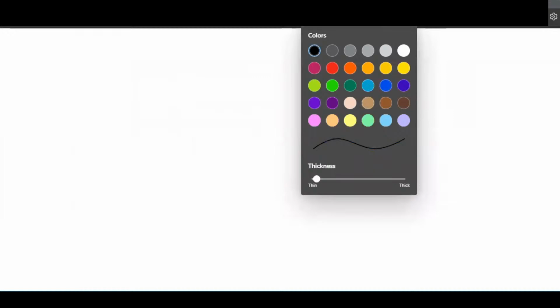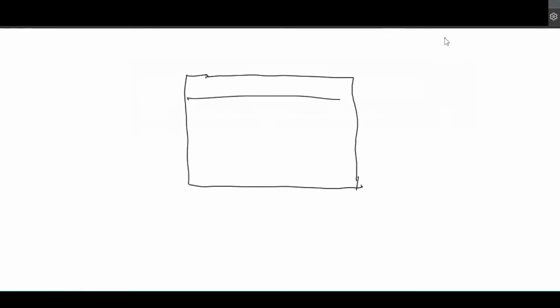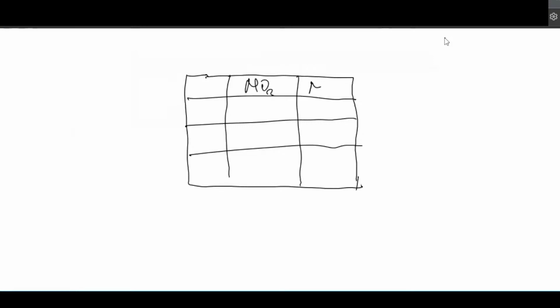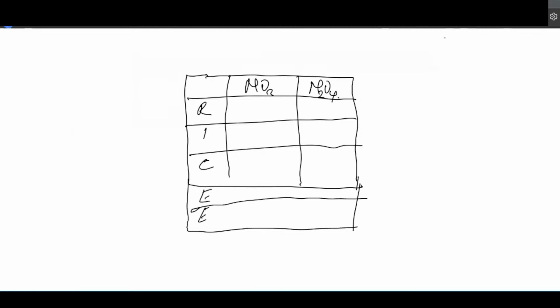Let me choose the black color. Draw. Okay. Hope they're enough. Yes. So if I put here nitrogen dioxide and dinitrogen tetraoxide, then I put my rice here. Yes. So it means that I'm short with one. Okay. Let me just rub off this one.